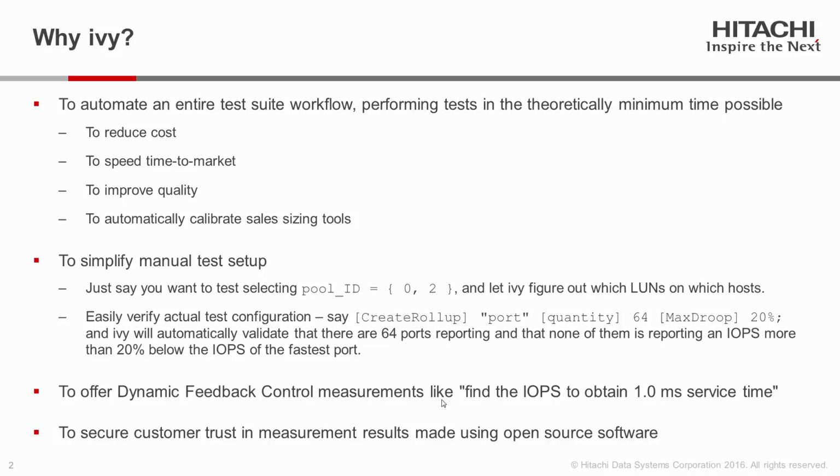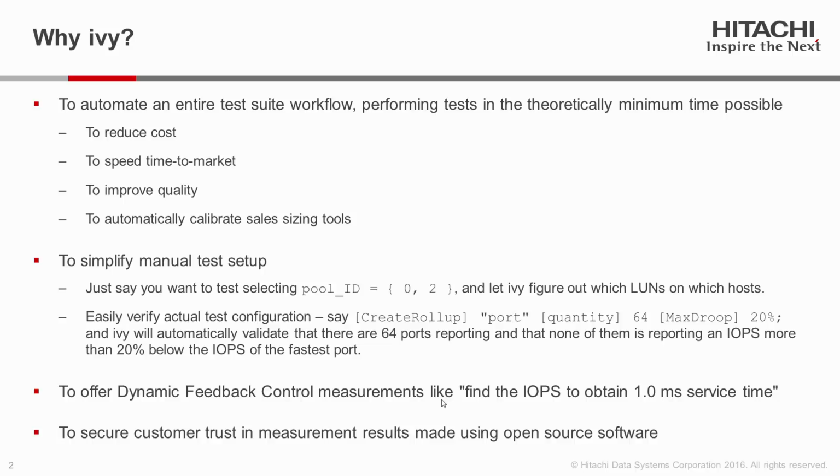Just say, for example, that you want to test selecting HTTP pool ID equals 0 and 2, and let IV figure out which LUNs on which test hosts you want to use. And then with IV, it's very easy to verify that the test configuration that you're getting is really what you intended to set up. You can find out if your setup worked okay.